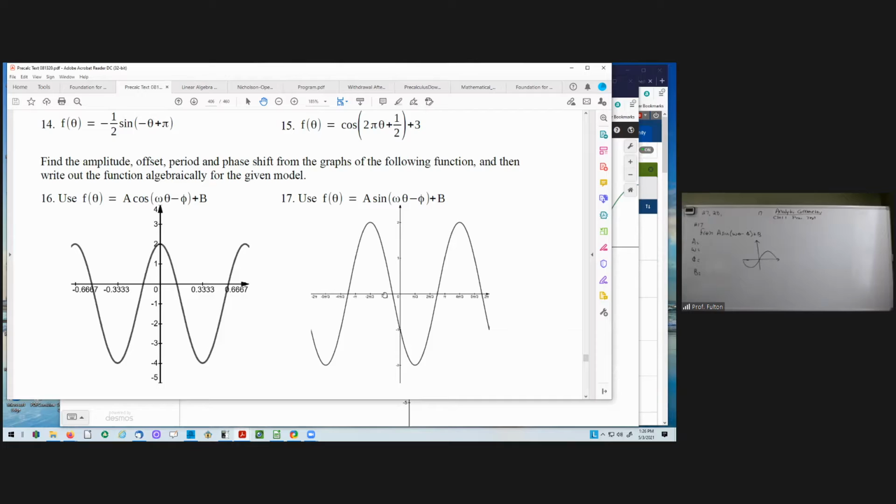First thing we'll notice, however, is the offset B has to be 0, right? Because it goes from +2 to -2. Its amplitude, the absolute value of A, has to be 2, because it's half of that entire distance. So A is 2, B is 0. We get that automatically just by looking at the graph. So we want to get as much as we can right away.